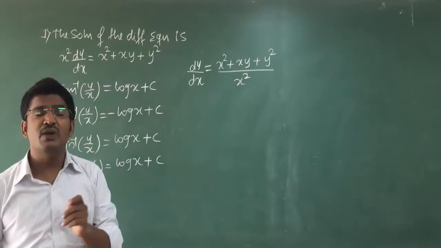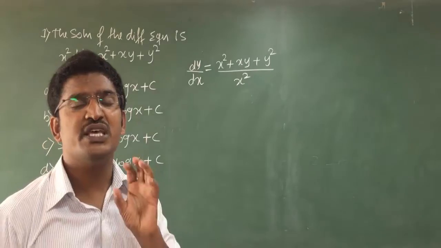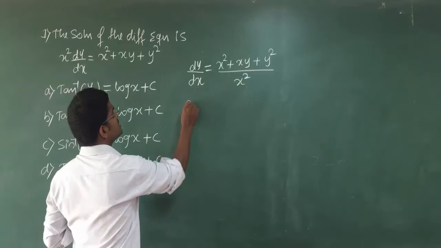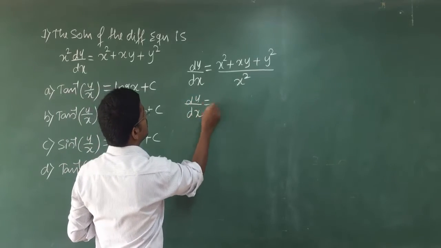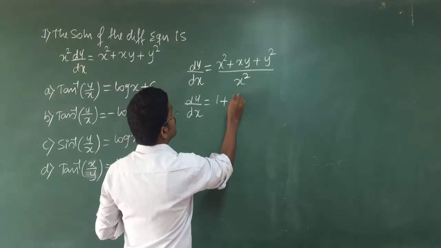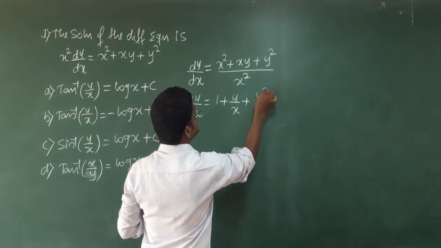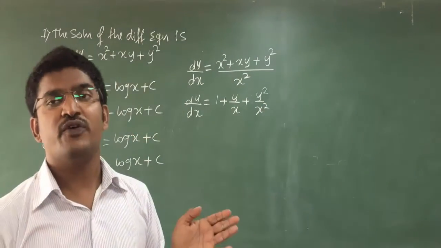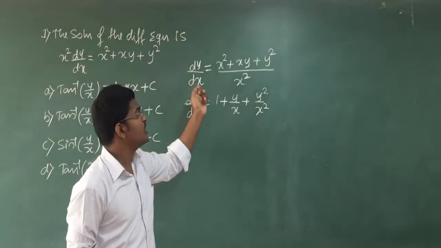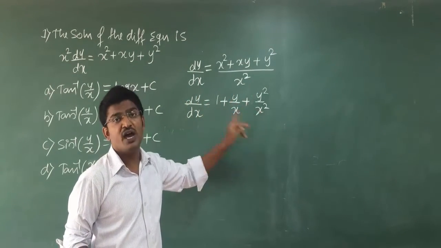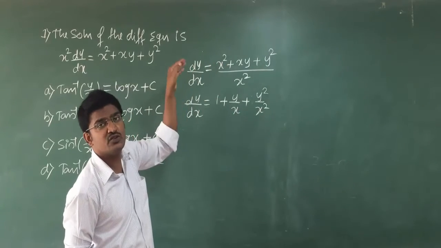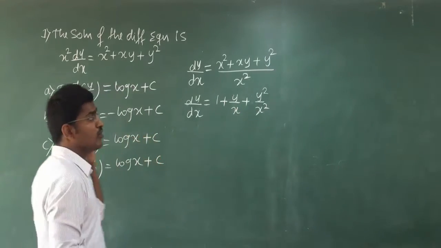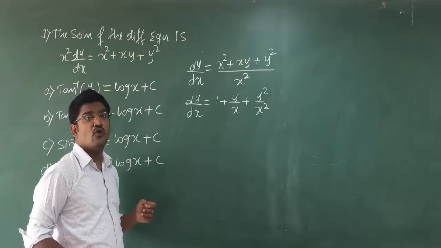That means it will be in the form of homogeneous, because the given function will convert to y by x. So it will be in the homogeneous form, that is dy by dx equal to 1 plus y by x plus y square by x square. Take the x square term common and you cancel those. So you are going to have 1 plus y by x plus y square by x square. Clear? So clearly it is in the homogeneous form.